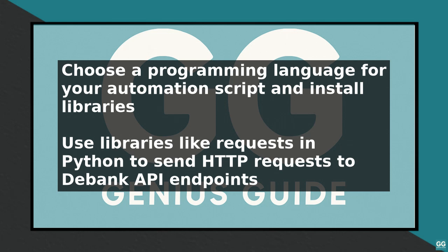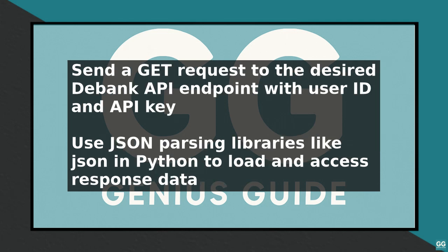For instance, to get a user's portfolio, you would send a GET request to the portfolio endpoint, passing in the user's ID and your API key as parameters. The API will respond with a JSON object containing the user's portfolio data.